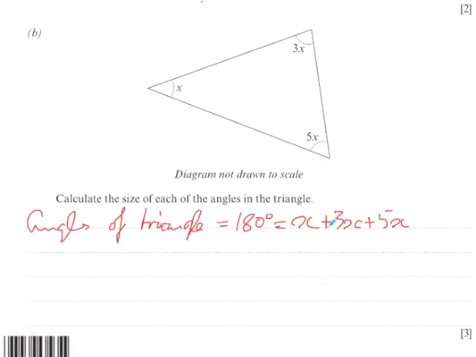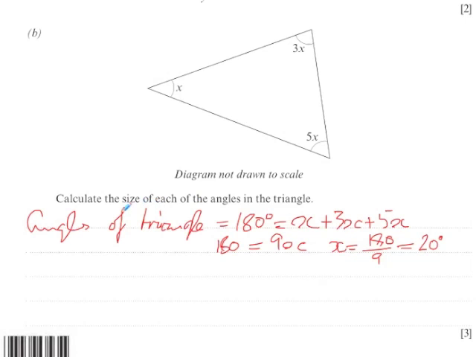So if you work that out, 180 degrees equals x plus 3x is 4x plus 5x is 9x. And so x equals 180 degrees over 9, which is equal to 20 degrees.